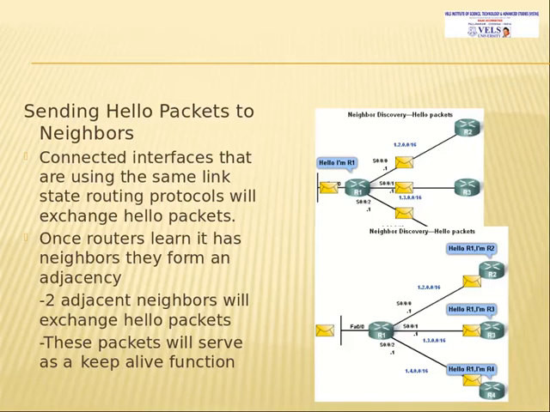So here, sending the hello packets to neighbors: first, the connected interfaces that are using the same link state routing protocol will exchange the hello packets. And next, once a router learns it has a neighbor, they form an adjacency. The two adjacent neighbors will exchange hello packets, and these packets serve as a keep-alive function.